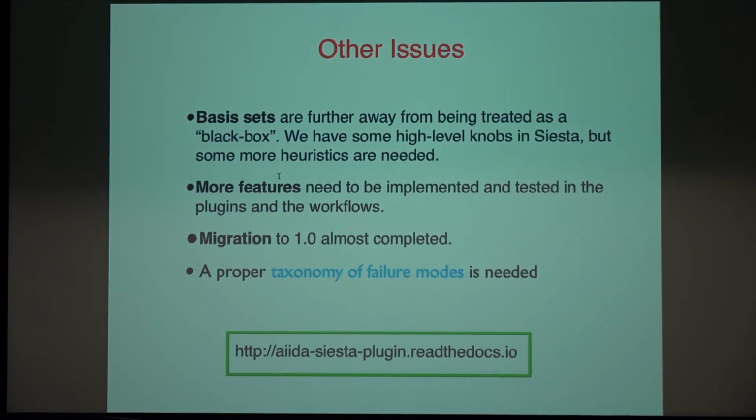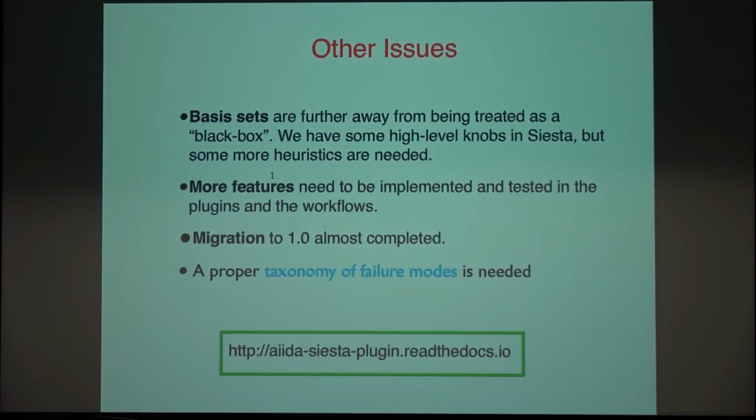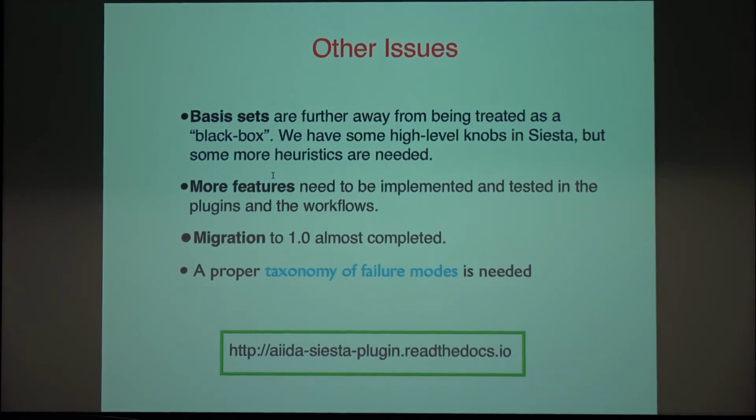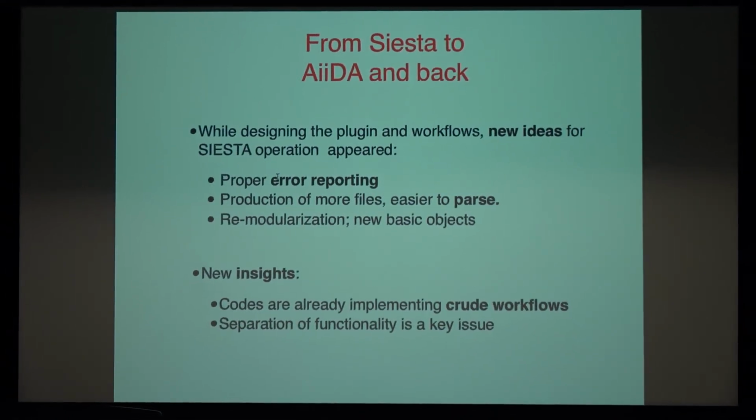Then we also need to implement a few more features. The migration to 1.0 in AiiDA is almost completed. But as I said before, I'm now discovering that we need to do some more work to streamline the workflows that are built on top of the plugin. This is documented in this place. The documentation is not up to date yet, but it will be in the next week or so. And I think this is interesting.